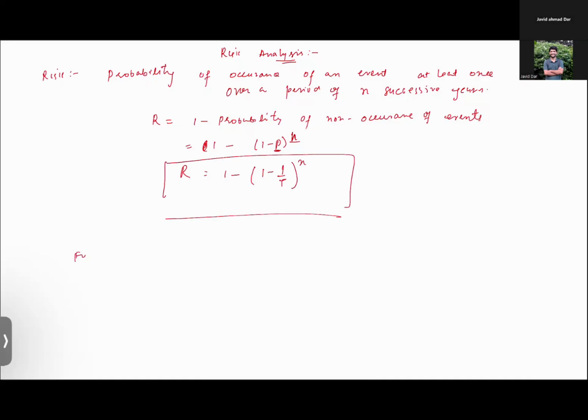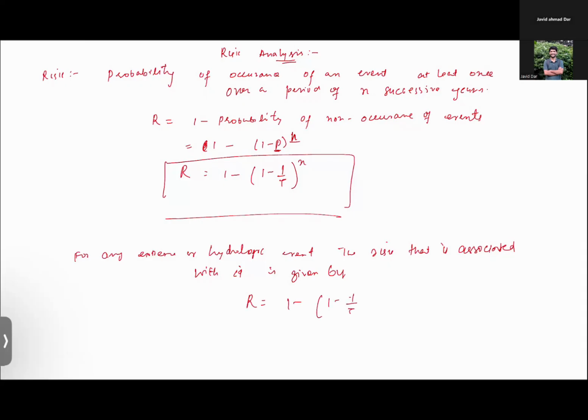So for any extreme or hydrological event, the risk that is associated with it is given by R = 1 minus (1 minus 1/T) whole raised to the power n.